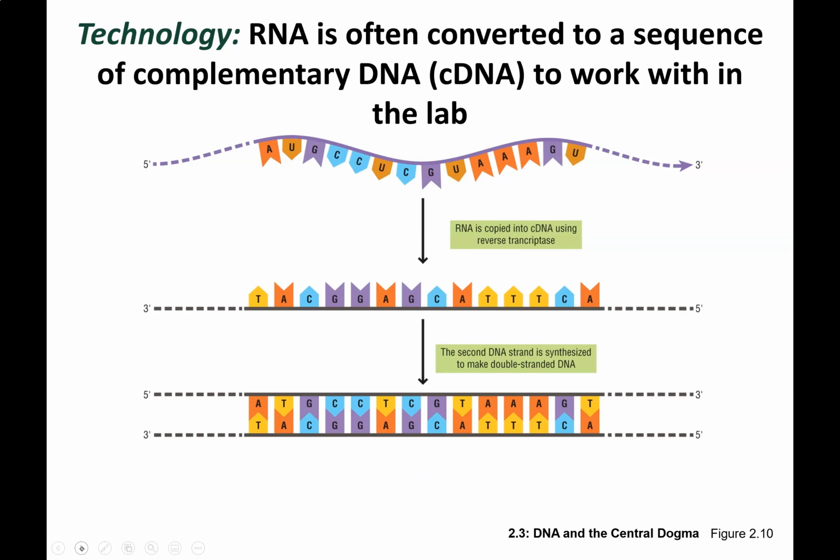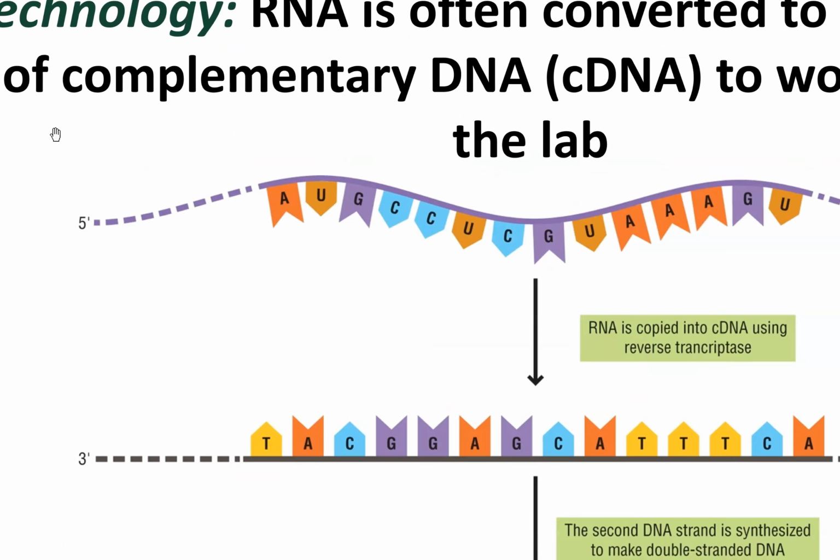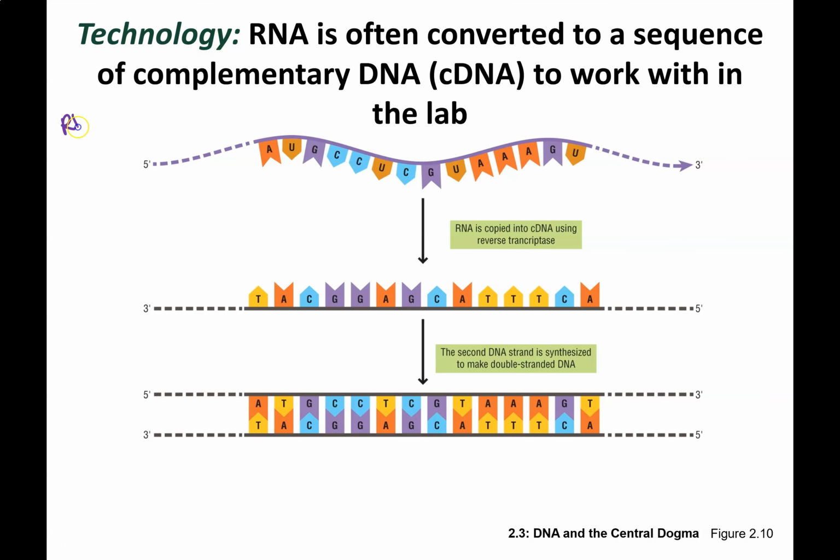So RNA is a really useful tool because RNA is an indication of what genes are actually being expressed. So we can look at an organism at a specific point in time under a specific set of conditions, and if we can look at the RNA that's being expressed, we can see what that cell's doing. We can see what genes are actually being used.